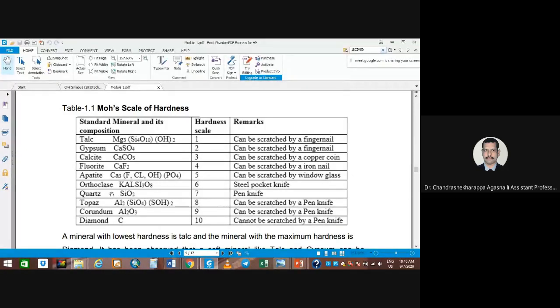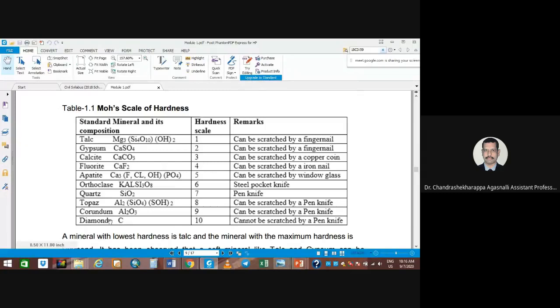And quartz, you have to use the knife for the streak test, because of the rich silica percentage and the high hardness. And next, the eighth one is topaz, and you have to use the pen. Corundum also uses the pen, and diamond is very difficult, even with a pen knife.